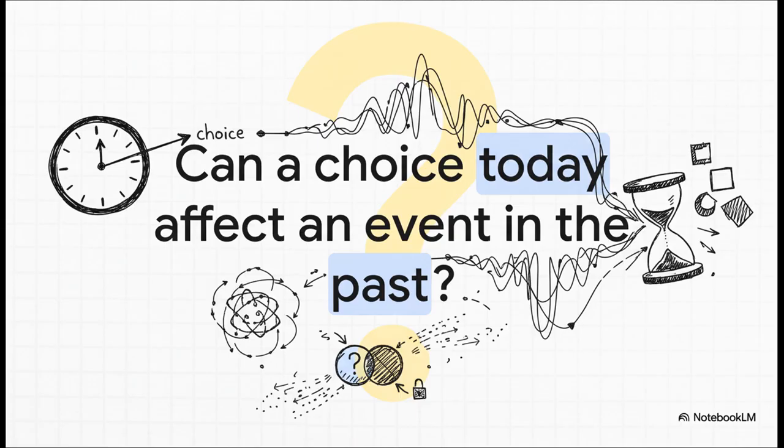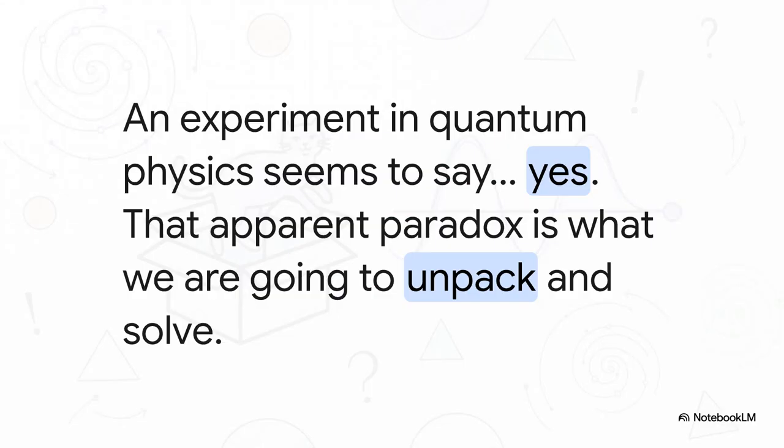Could a choice you make right now somehow ripple backward in time and change something that has already happened? I mean, our common sense, our gut, everything screams, no way. That's impossible. And yet, this is where things start to get really strange. Because if you just look at the surface-level results of this experiment, it seems to shout back a baffling answer, yes. That apparent paradox, that seeming violation of reality, is exactly what we're going to unpack and ultimately solve.